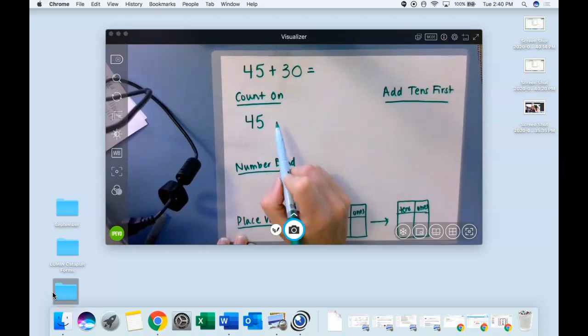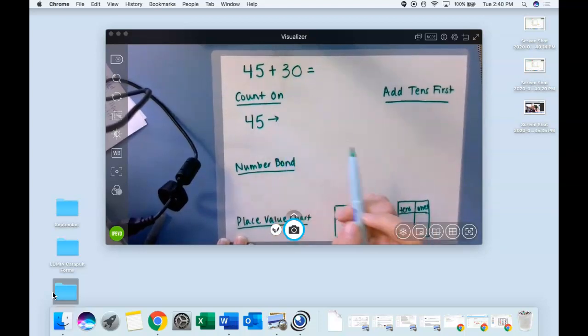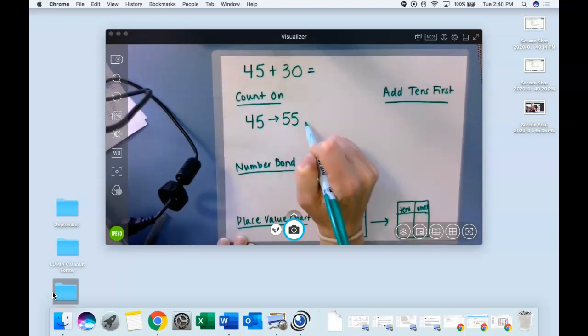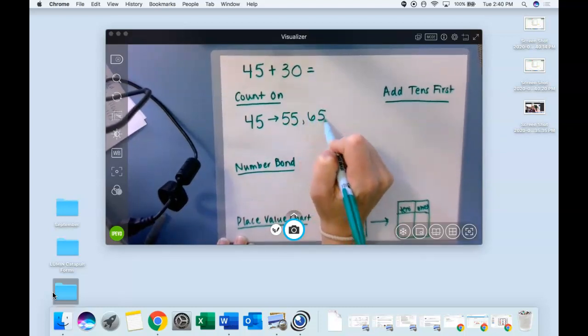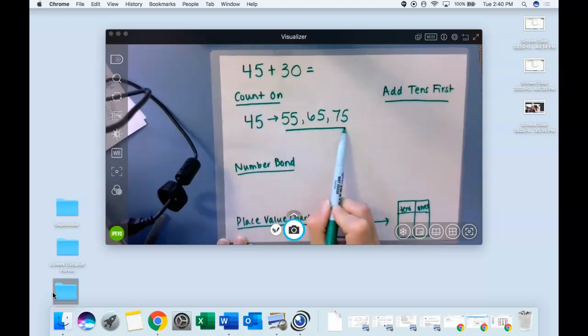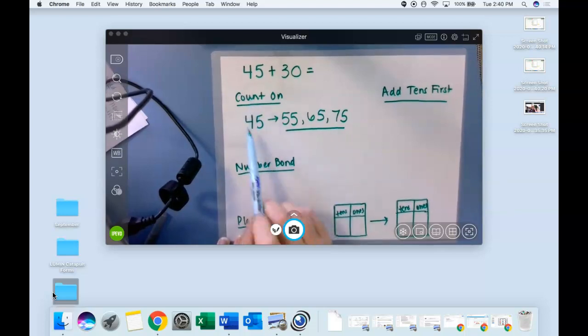So I counted 3 more tens like this: 45, 55, 65, 75. Here are my 3 more tens. 45 plus 30 is 75.